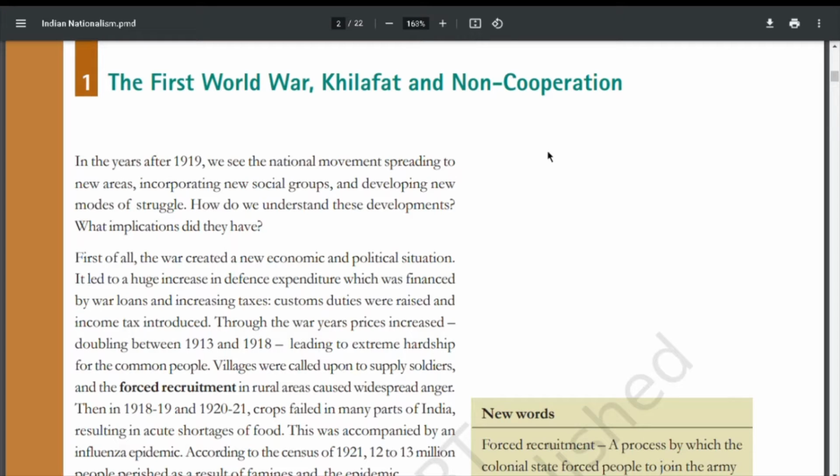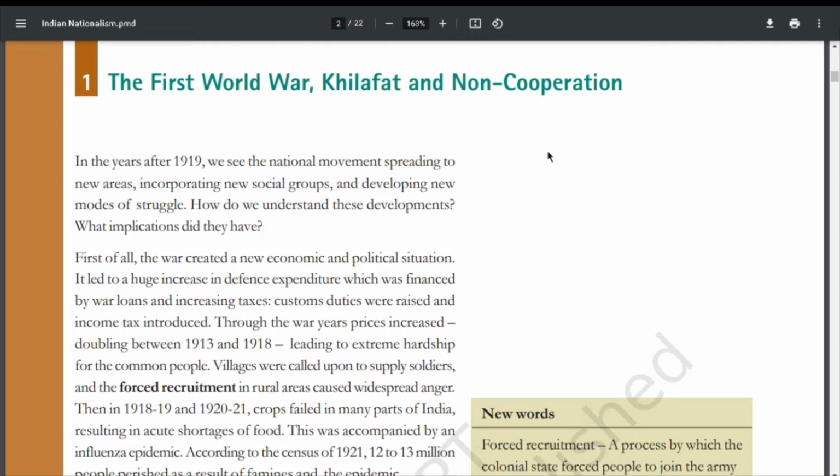First of all, the war created a new economic and political situation. It led to a huge increase in defense expenditure, which was financed by war loans and increase in taxes. Custom duties were raised and income tax introduced. Through the war years, prices increased, doubling between 1913 and 1918, leading to extreme hardships for the common people. Villages were called upon to supply soldiers, and the forced recruitment in rural areas caused widespread anger.